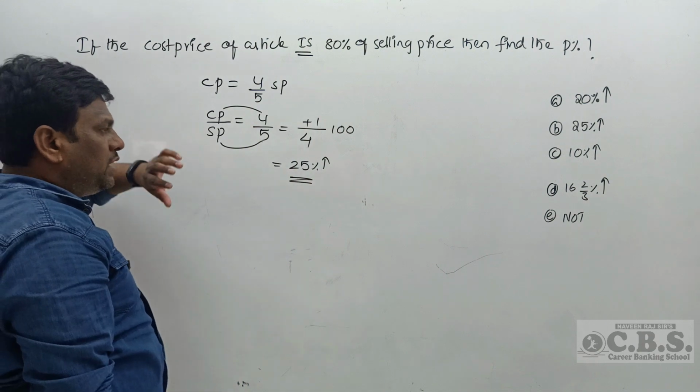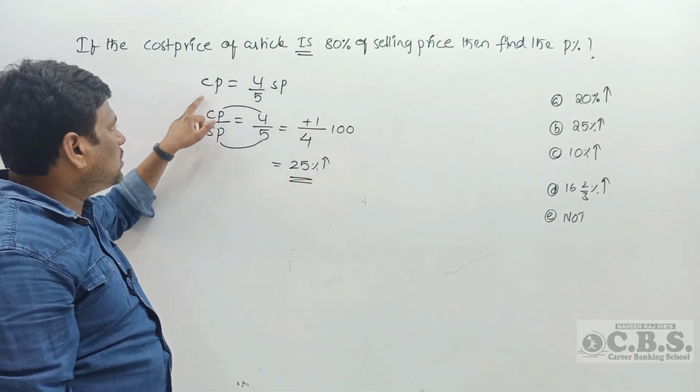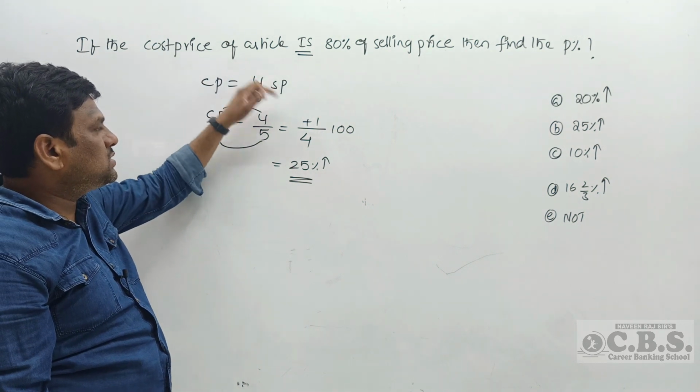So the cost price is equal to 4/5 of selling price. Now cost price by selling price is equal to 4 by 5. So cost price is how many parts? 4 parts. Nothing but what?